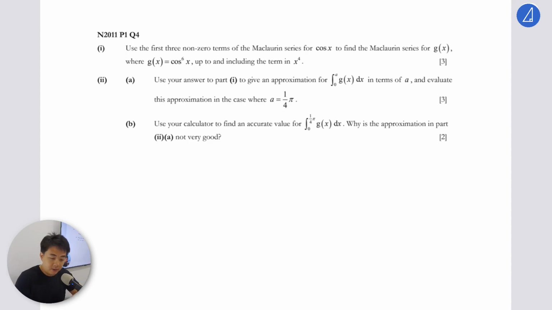So for this question, they ask you to find the first 3 non-zero terms of the Maclaurin series of cosine x. If they never ask you to differentiate, you just use the standard series. You don't care, just use it. Then you eyeball the end game. The end game is x to the power 4.